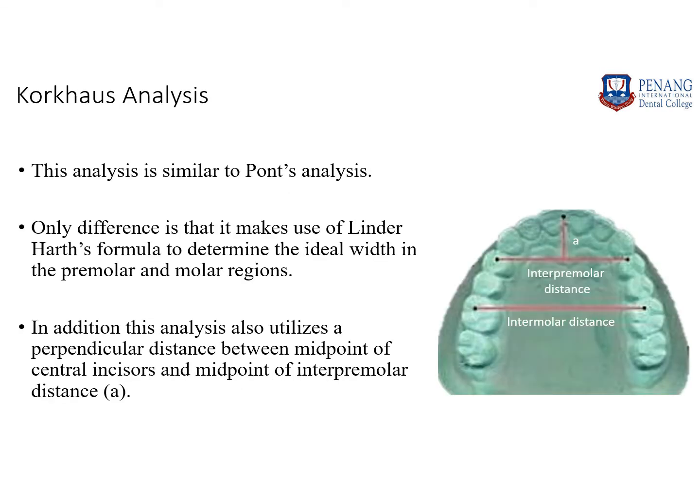Okay, the next analysis is Korkhaus analysis. This analysis is similar to Pont's analysis. However, there is a difference in that here Linder-Harth's formula is used to determine the ideal width in the premolar and molar regions, that is, CPV and CMV are based on Linder-Harth's formula and not on Pont's formula. In addition, this analysis utilizes a perpendicular distance between the midpoint of the central incisors and the midpoint of the interpremolar distance. You can see that measure as A on the image.